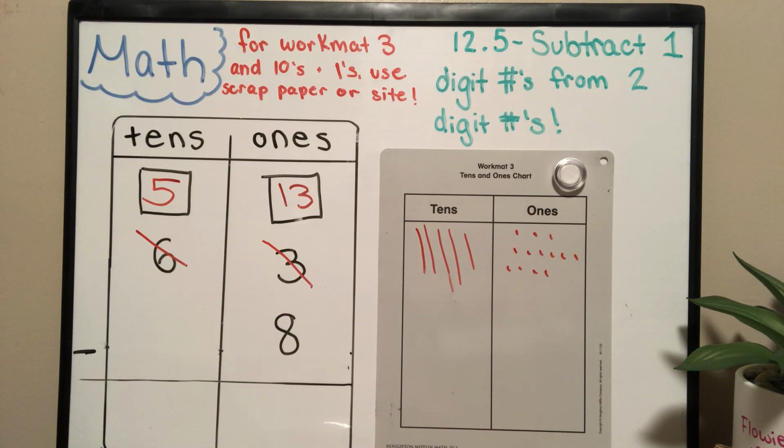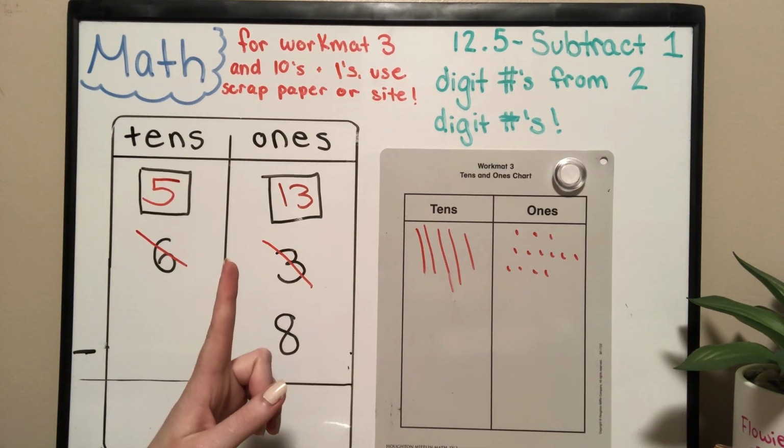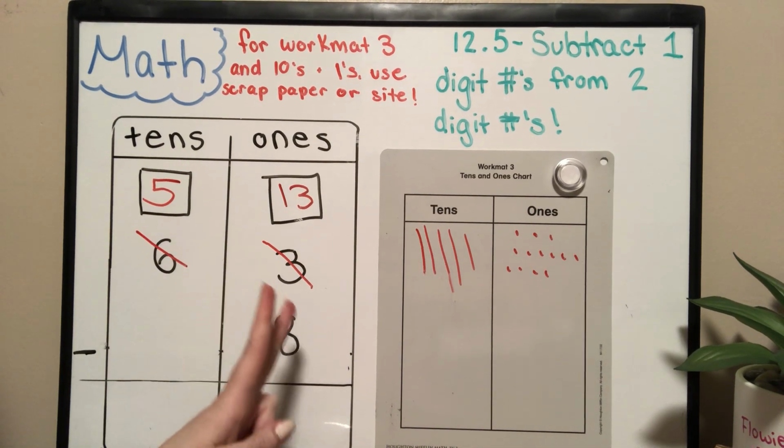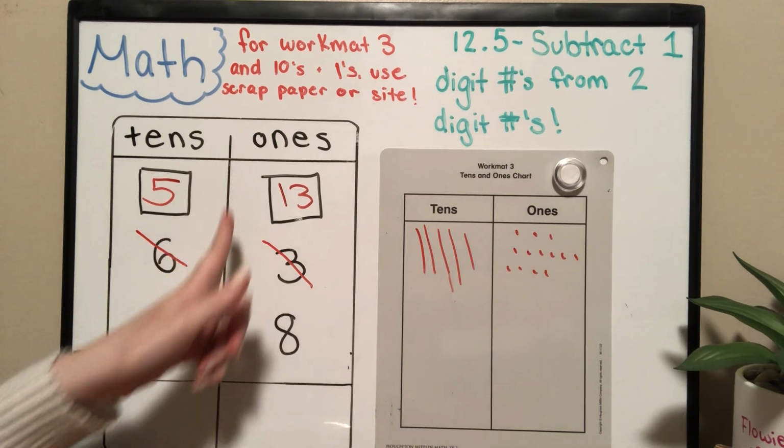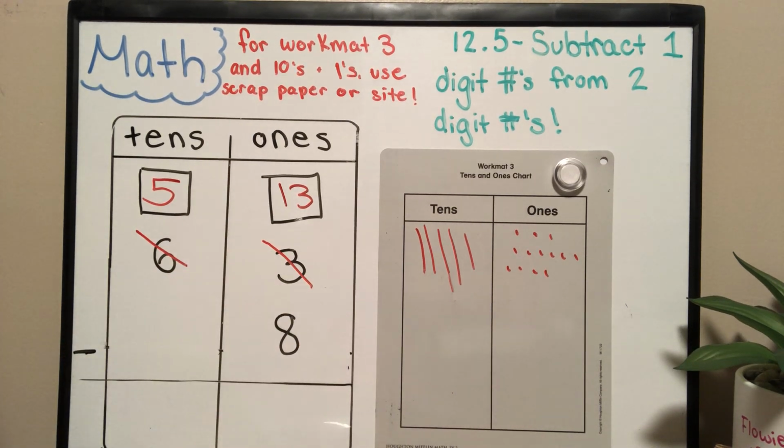Yes, I can. So when we add, step number 1 is add the ones. Step number 2, do you need to regroup? Step number 1 for subtraction is, do I need to regroup? Step number 2 is subtract the ones. We'll go over all of the rules in the next lesson. Don't worry about that for now.